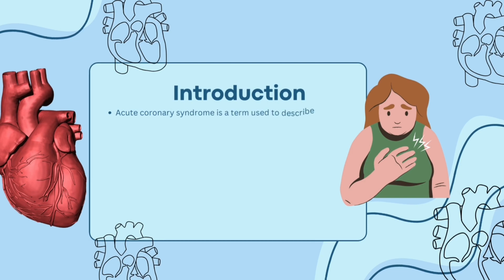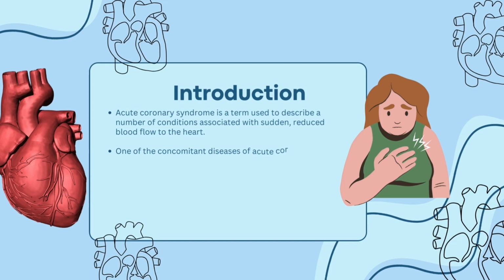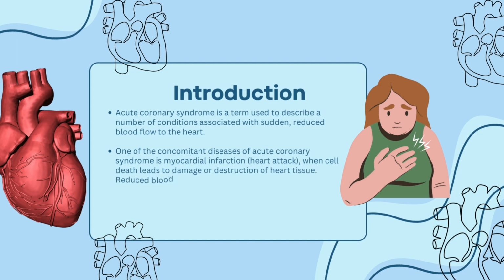Introduction. Acute coronary syndrome is a term used to describe a number of conditions associated with a sudden reduced blood flow to the heart. One of the concomitant diseases of acute coronary syndrome is myocardial infarction, or heart attack, when the disease leads to damage or destruction of heart tissue. Reduced blood flow alters heart function and indicates a high risk of heart attack.